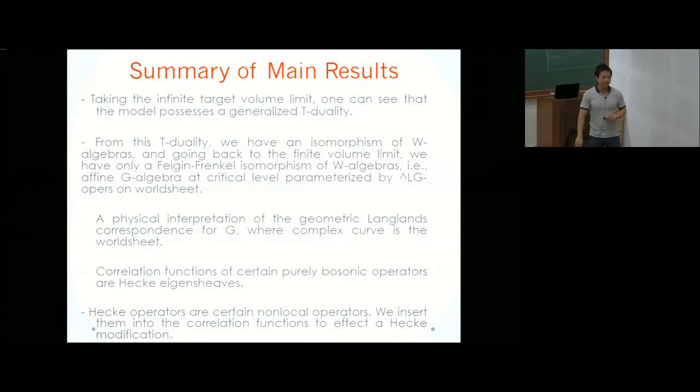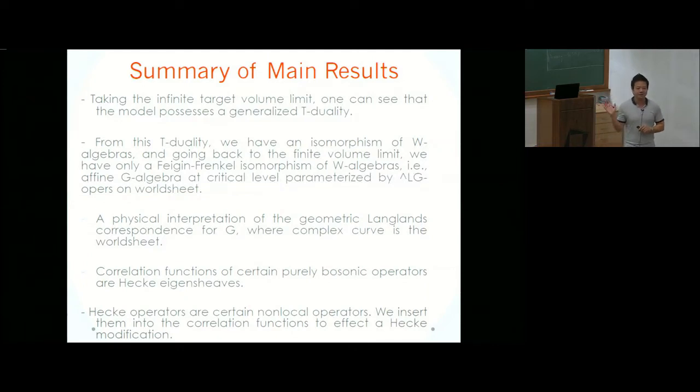The function becomes a sheaf. Yeah, no, it's a correlation function. So it's a value that varies over Bun G. There are line operators which you can act on the correlation functions, and they give you the property that they transform like a Hecke eigensheaf. So the details are in the paper, we can discuss.